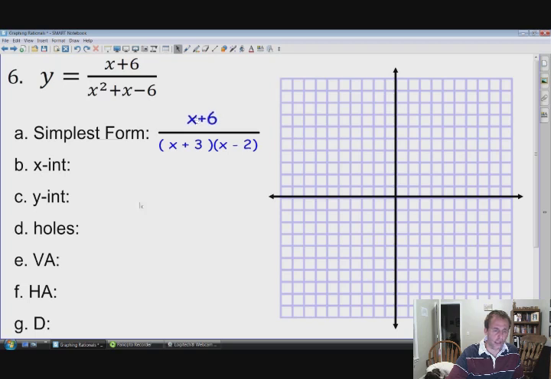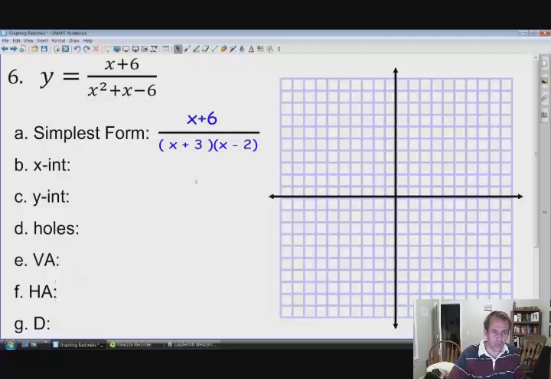There we go. So now we've got the simplest form, and now we're going to do these things over here. It looks like holes because nothing canceled out. Still, I wonder if one of them will be a hole or not. Interesting. Because one of them will be undefined, and one of them will be the x-intercept, y-intercept. So first, let's go ahead and do the vertical asymptote, horizontal asymptote.